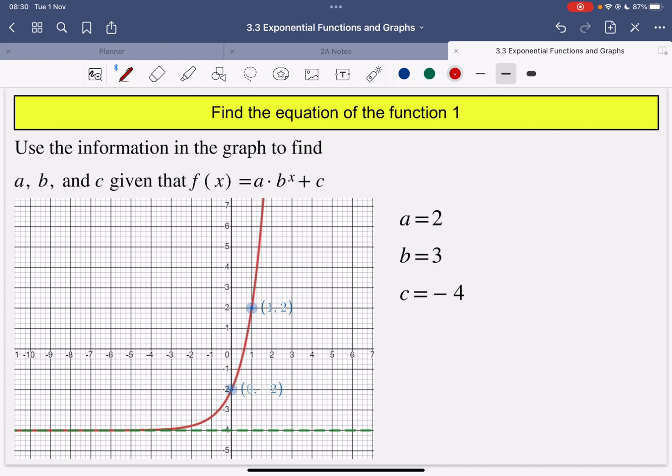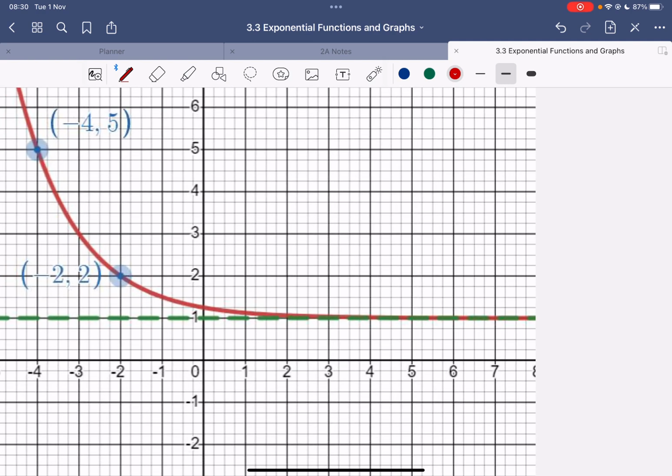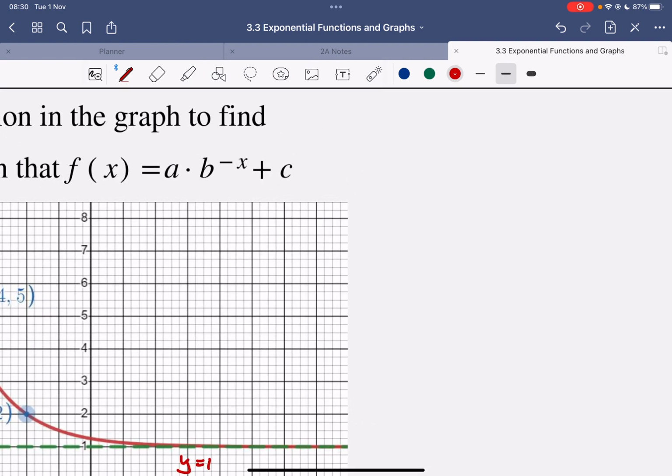Let's do one that's slightly harder. So here I've given you the fact it's -x, and we can see that it's sloping downwards. It's what we call a decay curve. So first thing, the C value is 1, because that green line there is y equals 1. So my C value is 1. So that's pretty straightforward.